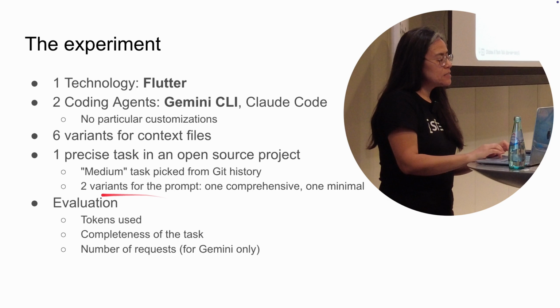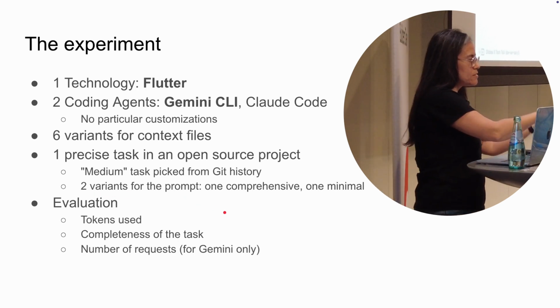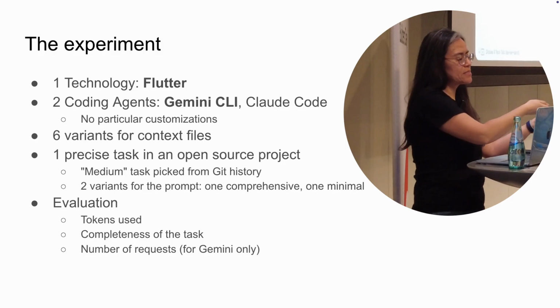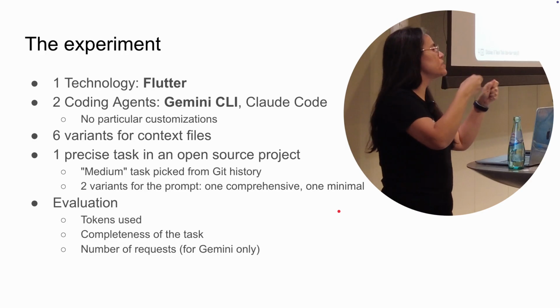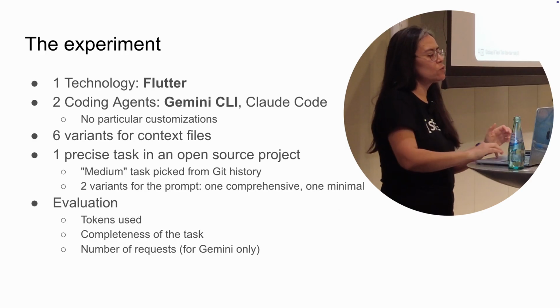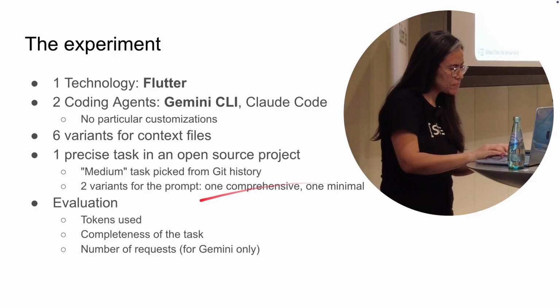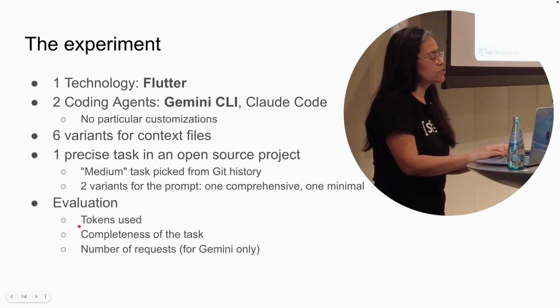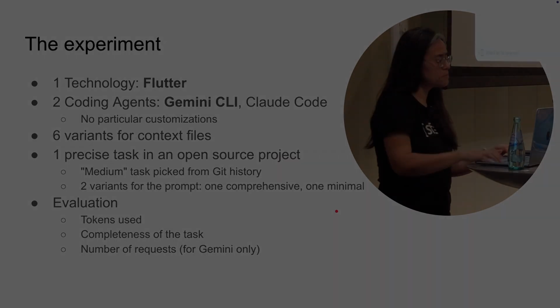I even did 2 variants of the prompt to give the agents. One very comprehensive, where I was giving a bunch of details of how to perform the task, and one that was minimal, only giving the minimal specs to perform the task. For the evaluation, we're going to see the tokens that were used, the completeness of the task, and the number of requests that were made, only for Gemini, because I couldn't figure out how to do it for Claude.